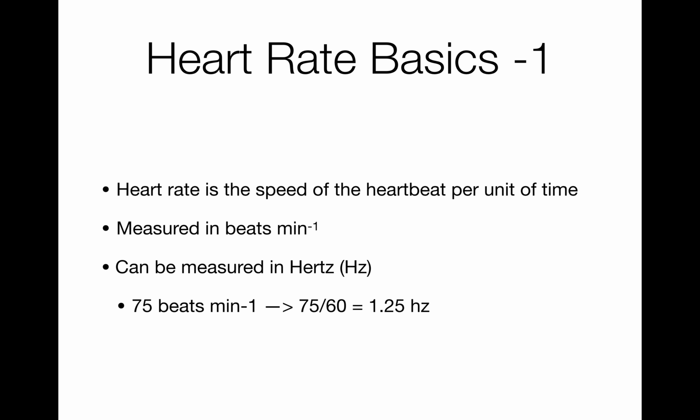Heart rate is the speed of the heartbeat per unit of time. It is usually measured in beats per minute, but can also be measured in hertz. Hertz is the SI unit for frequency, measured in cycles per second. Therefore, if you know beats per minute and you want to convert it to hertz, simply take the amount of the beats per minute and divide by 60. Likewise, if you have the hertz measurement, you can multiply by 60 to get beats per minute.